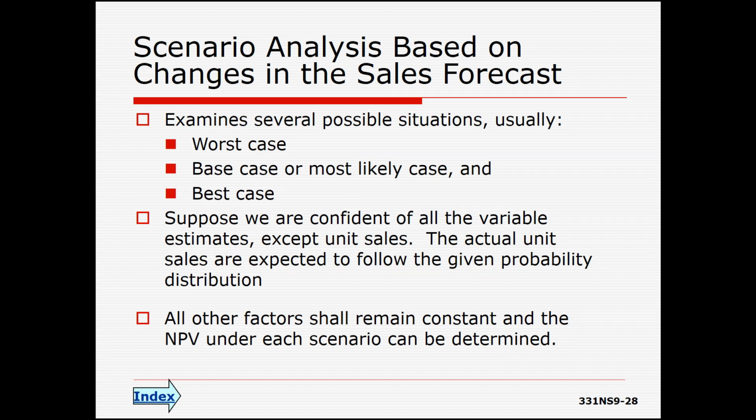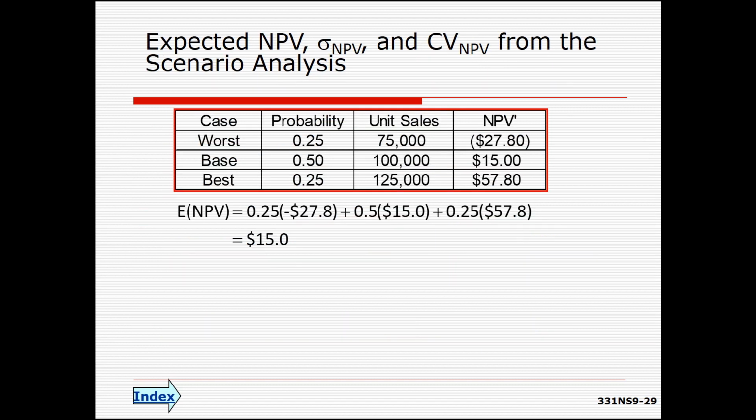We've all heard of best case, worst case. That's scenario analysis. Our base case is our inflation-adjusted pro forma. In this example, we feel fairly confident of all the variables except units. This table represents our analysis of the potential outcomes for units, their associated probabilities, and the resulting NPVs. Using that data, we can find the expected NPV and the weighted average of the three outcomes.